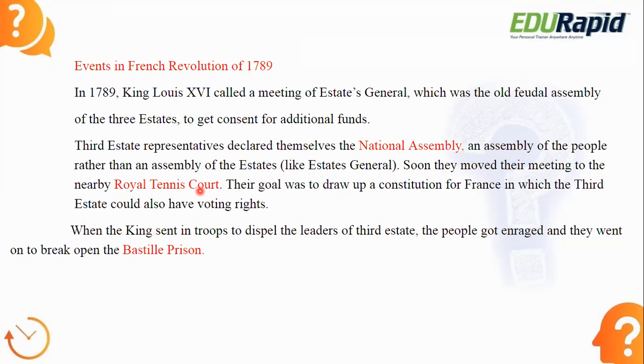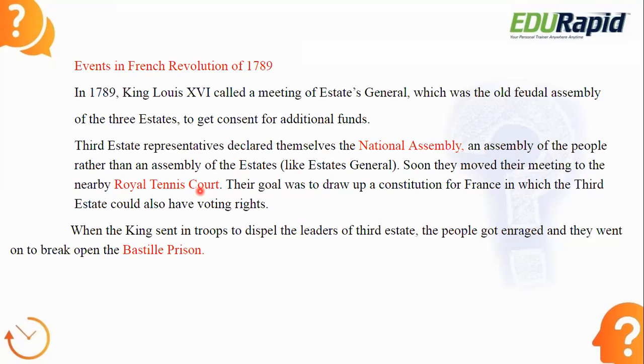Their goal was to draw up a constitution for France in which the third estate could also have voting rights. Okay, they did not have voting rights before. So through this Royal Tennis Court Oath, they started to make their own constitution for France, in which the third estate could also have the voting rights.